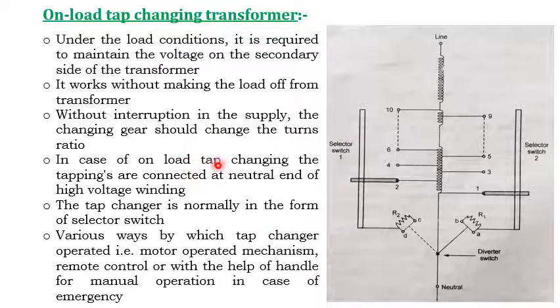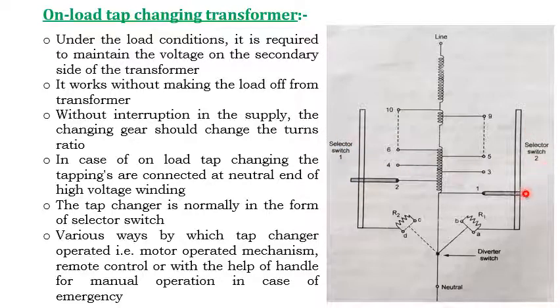In case of on-load tap changing, the tappings are connected at the neutral end of a high voltage winding. Now this is the line you can consider, and here is the line neutral point. See, this is a transformer. Let us consider this is a high voltage winding, and this is a low voltage winding. Now the number of tappings are provided at the high voltage winding. This is 1, 2, 3, 4, 5, 6, up to 10 tappings provided, and a selector switch is provided here.